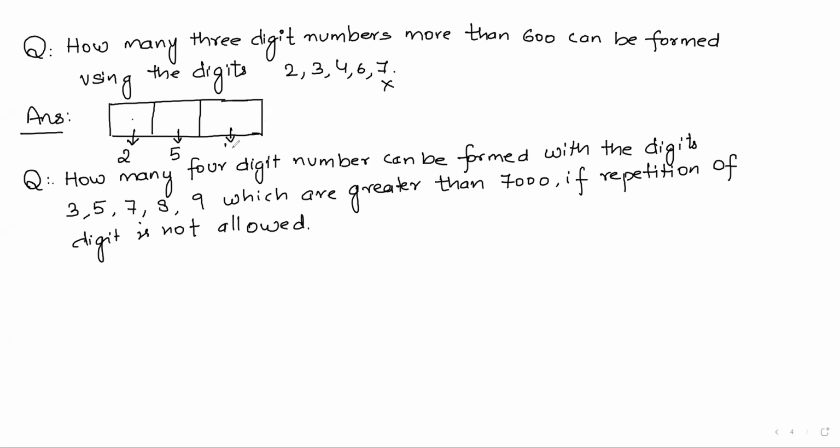All 5. Again 5. Okay, so the numbers more than 600 will be 2 into 5 into 5, which is equal to 50. Okay, Safan, now is it clear? Yes, sir. Okay, so if nothing has been mentioned in a question for the digit cases, we will take that repetition is allowed. Okay, now similarly, please try this question.